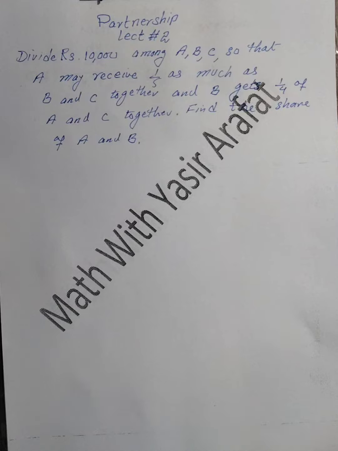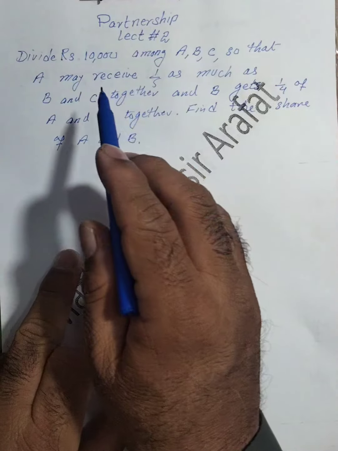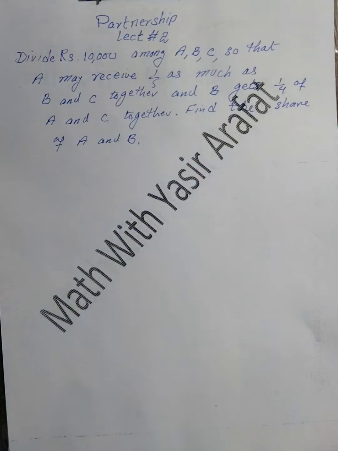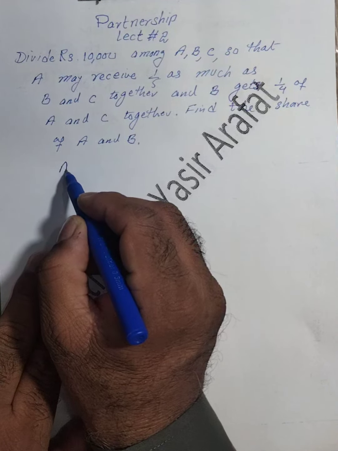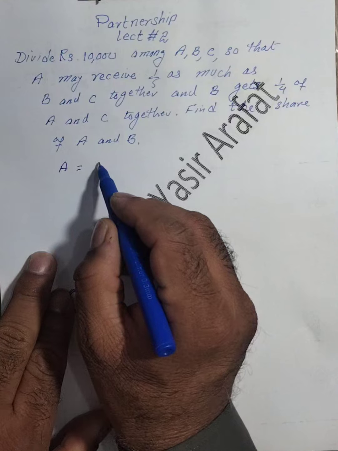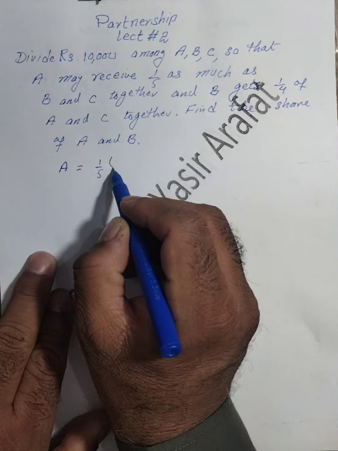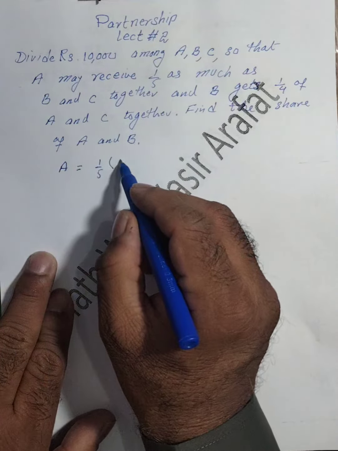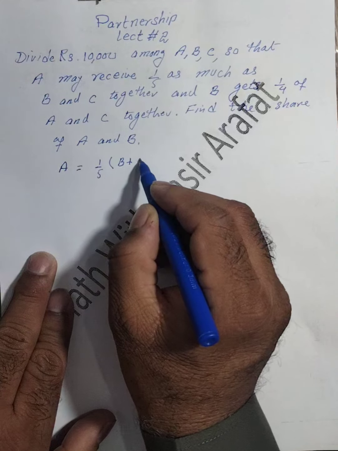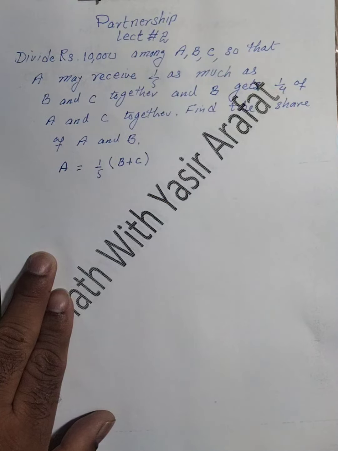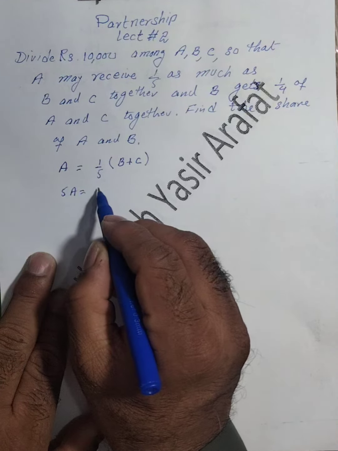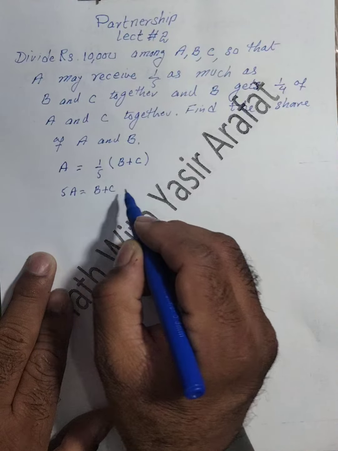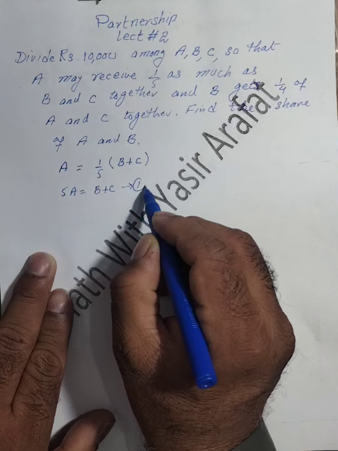So here A, B and C, we have to divide 10,000 among A, B, C. So here, according to the given condition, A receives 1 upon 5 of B and C together. That means B plus C. So we have to shift here. So this is 5A, it is equal to B plus C. This is, say, equation number 1.